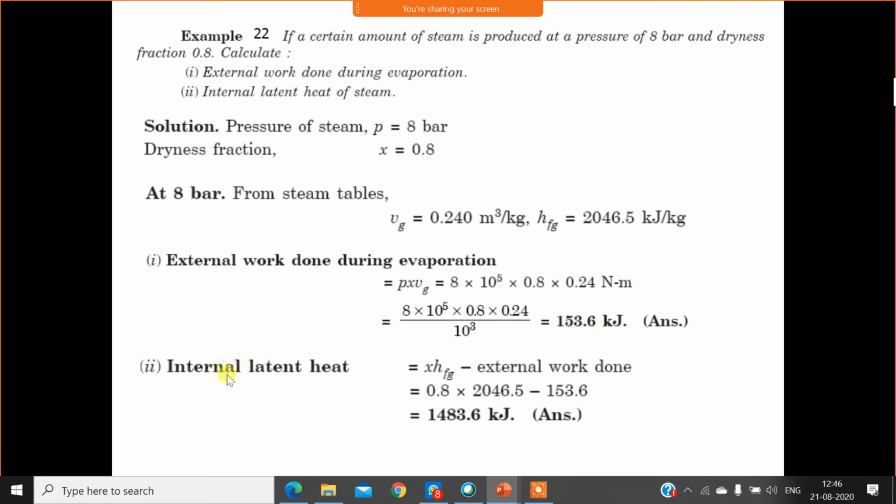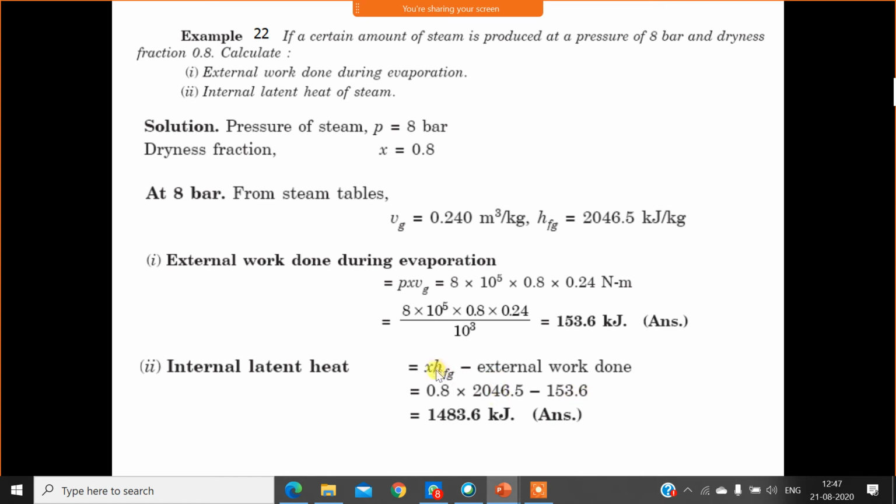Next, internal latent heat. Internal latent heat is the latent heat minus external work. The latent heat required is hfg, but since the steam is wet, we multiply with x. So it is x hfg minus external work. Now x is 0.8, hfg is 2046.5, minus work, which is 153.6.